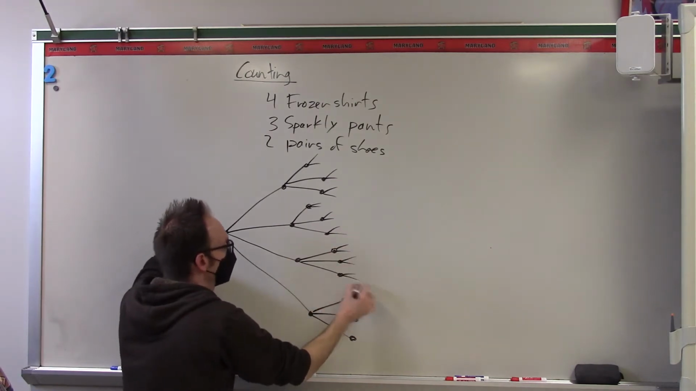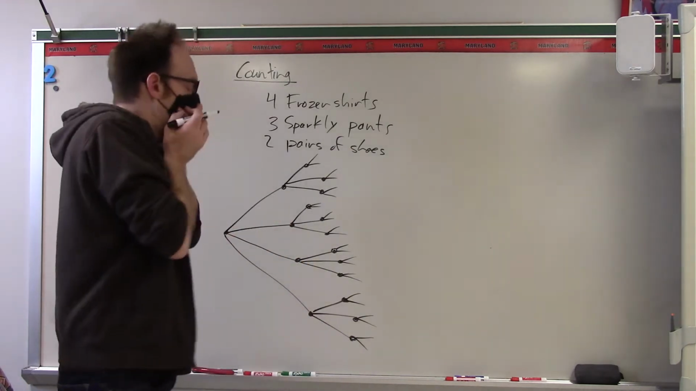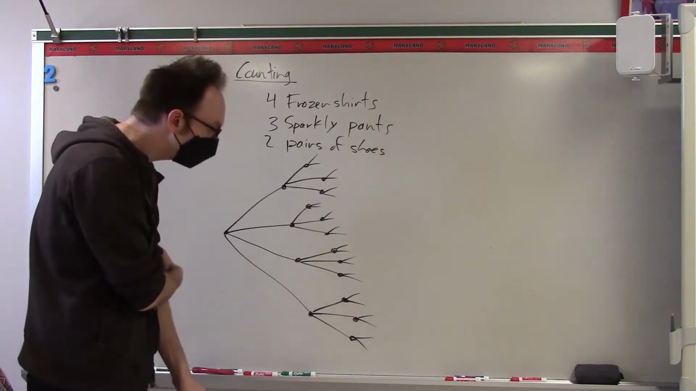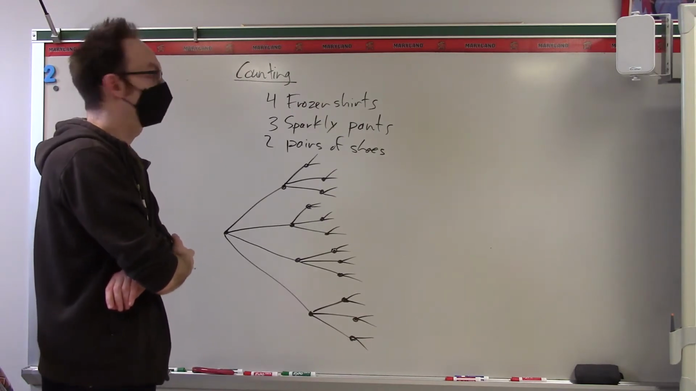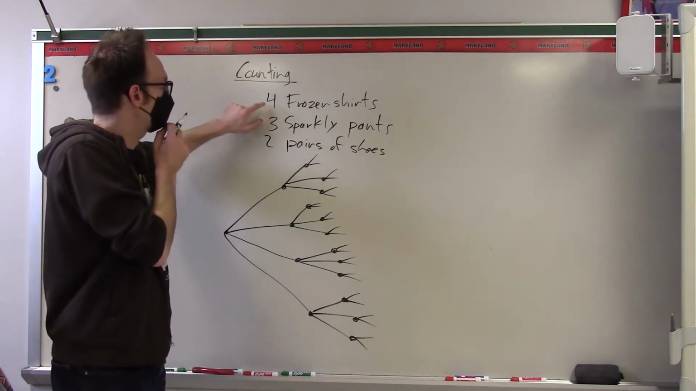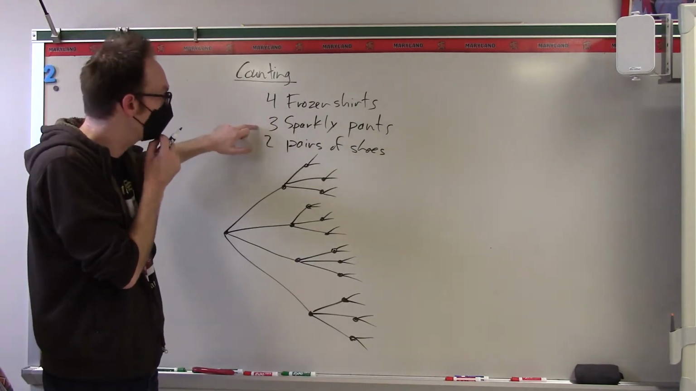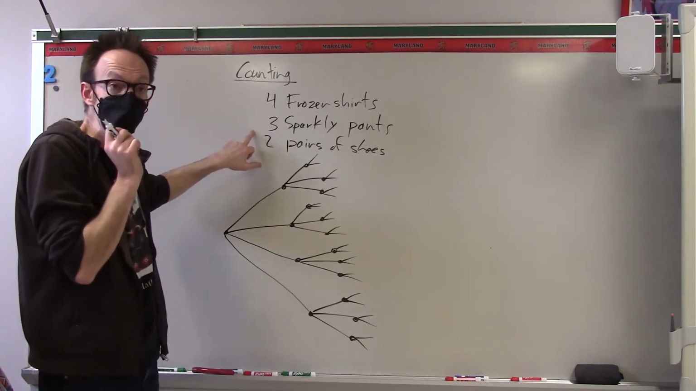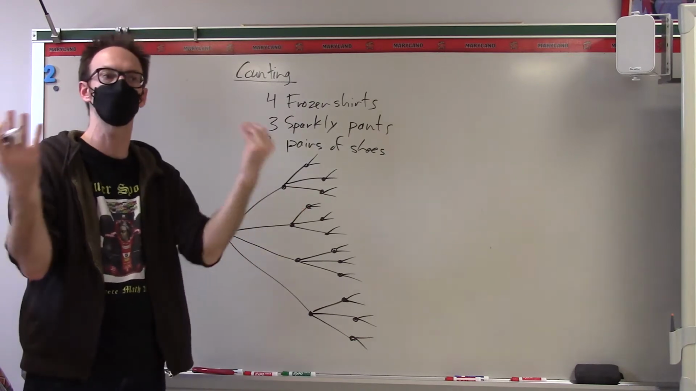And the idea here is that her choice of shoe is independent of her choice of sparkly pants and Frozen shirt. And so for every choice of shirt, there are 3 choices of pants, and for every shirt and pant combo, there are still 2 choices of shoes. Okay, is this all making sense? I mean, this should feel like blindingly obvious to you.